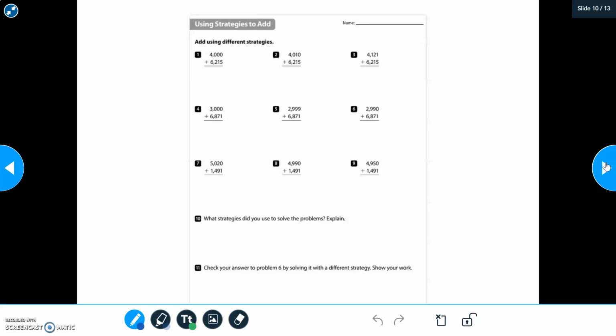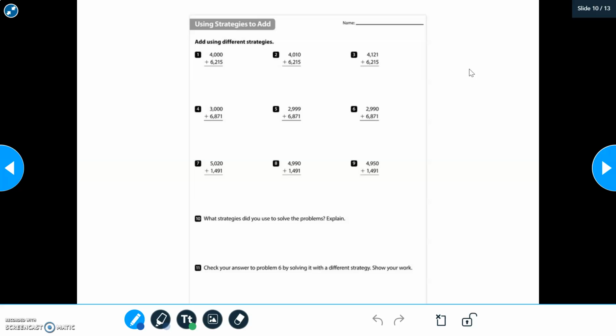It says using strategies to add. Add using different strategies. What we know is different strategies that we've learned in school. We know that we can use expanded form to solve equations. We can use a standard algorithm, which is what the standard is asking us to do. We can also use base 10 blocks if we have them, or we can draw them. If you don't have base 10 blocks, you can always draw them. Or we can use a number line when we're adding.